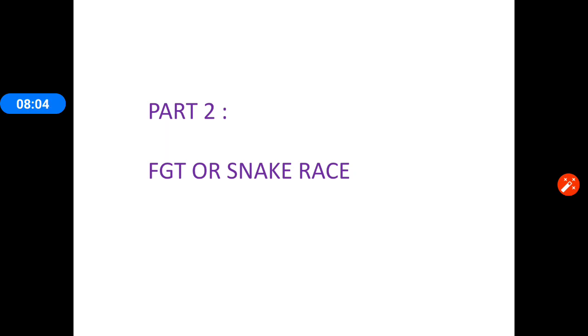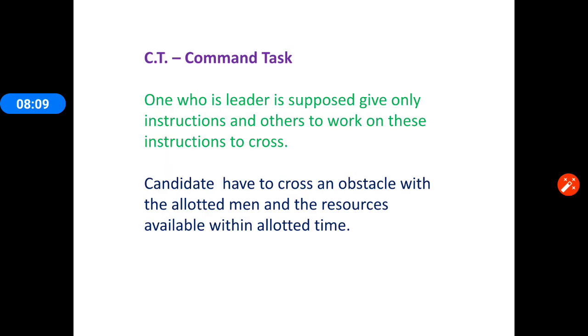So far we have seen basically three tasks: progressive group task, command task, and the half group task. All of them were almost similar in nature. That obstacle is presented, certain helping material is given, and then a group of candidates are required to cross them. Sometimes as a group as a whole, and sometimes one fellow is taken as a commander, and others are team members, and then they have to devise a method.